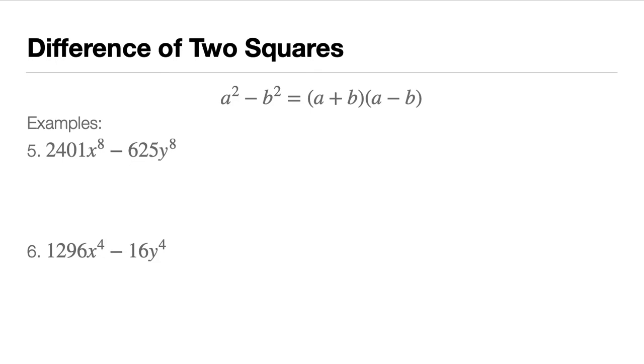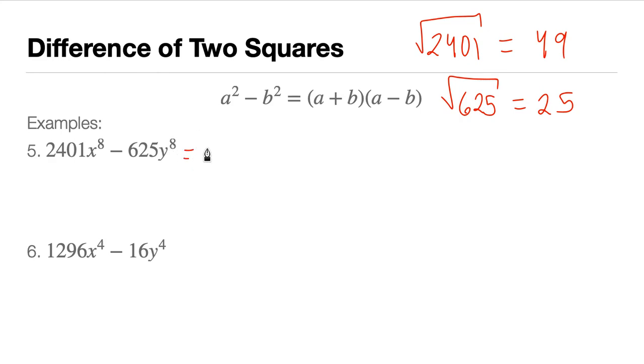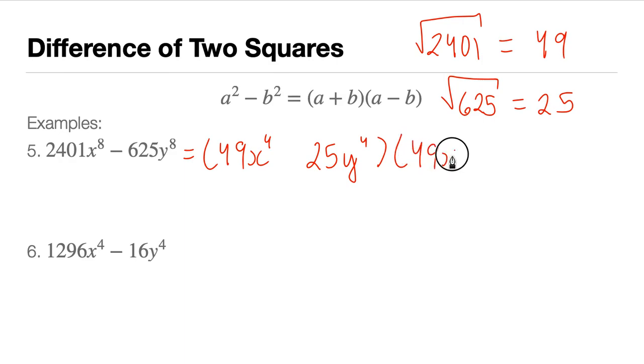But you can trust me on this, that the square root of 2401 is positive negative 49. Let's just get the absolute value, so let's use 49, and the square root of 625 is 25. So we have 49x raised to 4, and we have 25y raised to the fourth, and then do that in the same manner as another grouping, 49x to the fourth, 25y to the fourth. And what we will do is put a plus sign here, put a minus sign here.